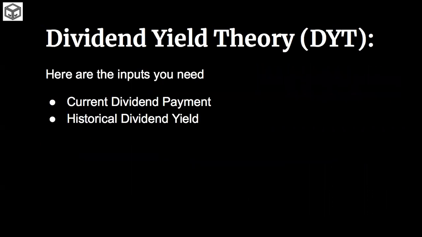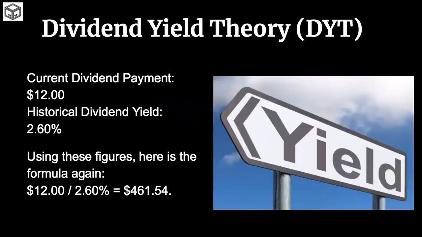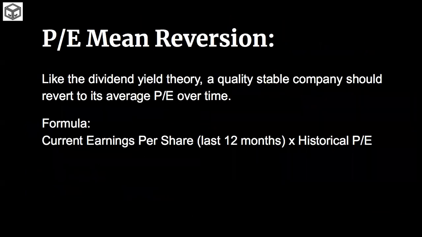Here are the inputs you're going to need: the current dividend payment in dollars and the historical dividend yield in percentage. Looking back at Lockheed Martin, the current dividend payment is $12 per year, and the historical dividend yield is 2.60%. Using these figures, we calculate the formula using 12 divided by 2.60, and that comes up with a valuation of $461.54.